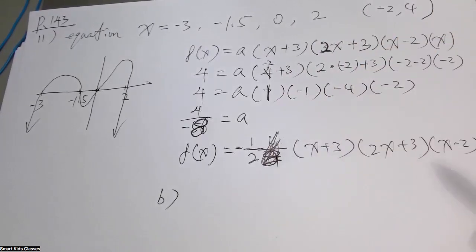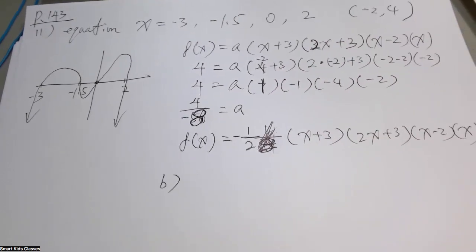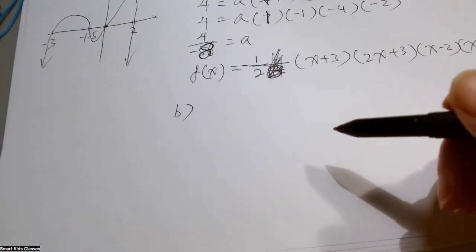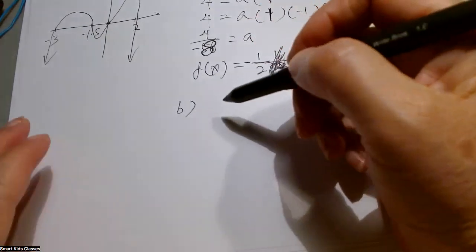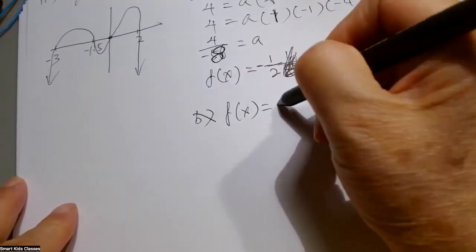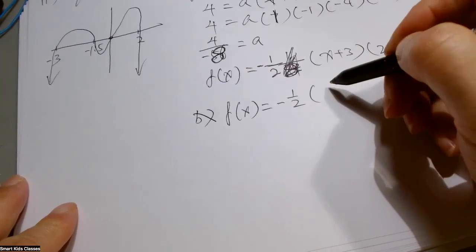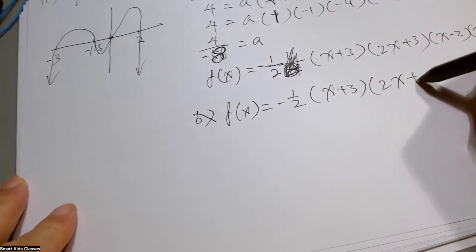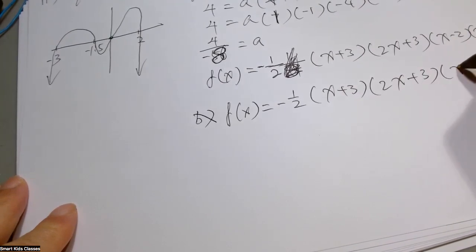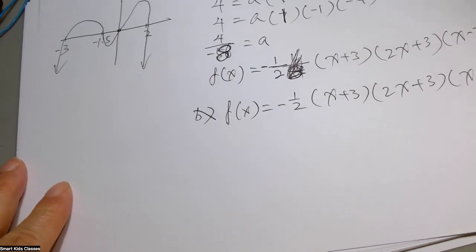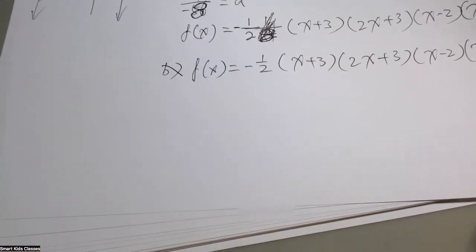Excuse me for the little mess. I'm going to write a new equation. You're going to see, clear. So f(x) is negative 1 over 2 times (x + 3), (2x + 3), (x - 2) times x. So now we are done with A.